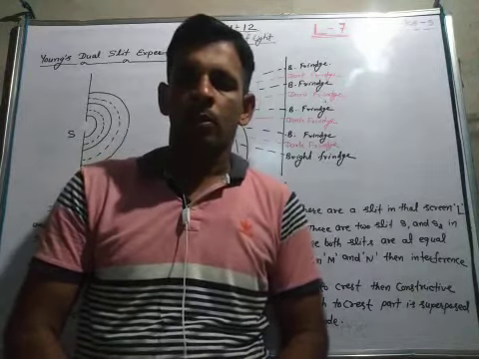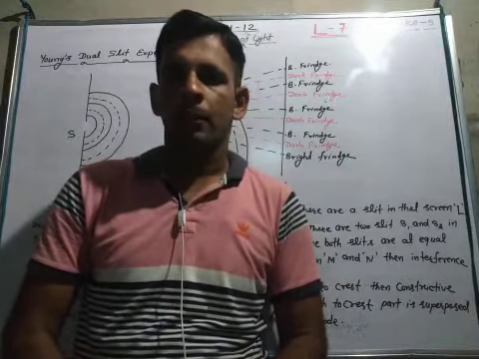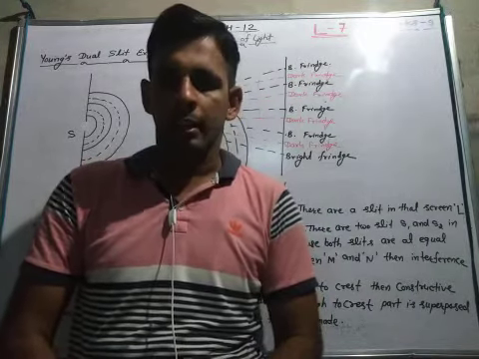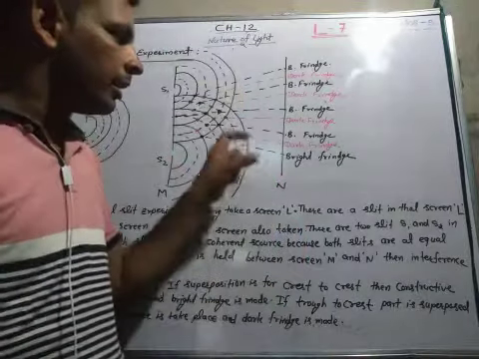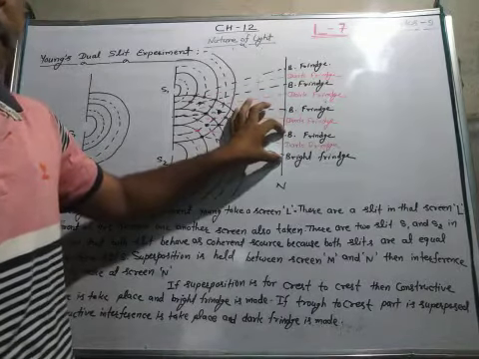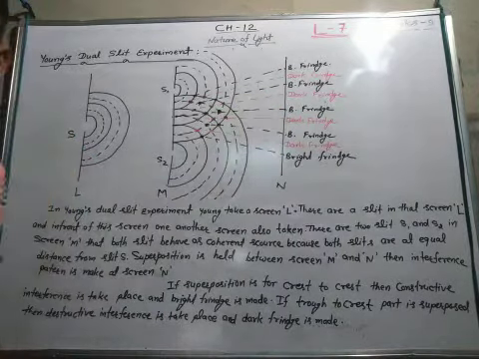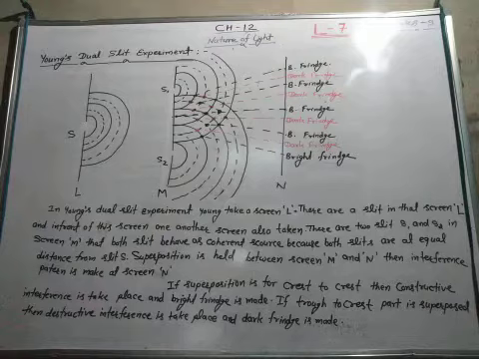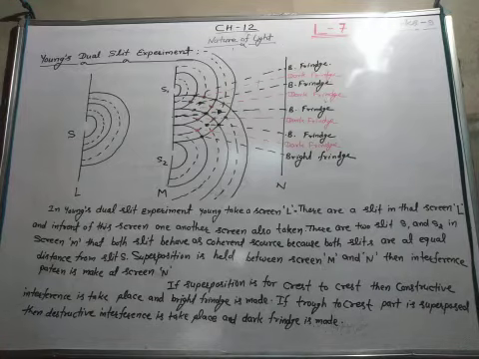Now in the next class we study fringe width in interference. Fringe width means the distance between two continuous dark fringes or two continuous bright fringes. The distance between two continuous dark fringes or continuous bright fringes is known as fringe width, which will be derived by us in the next class of this lesson.